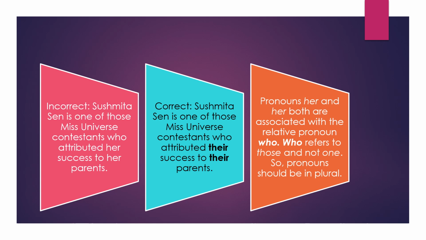Therefore, because we have this relative pronoun here, which is like, who did it? Those Miss Universe contestants. So because of this particular relative pronoun which refers to those, therefore we'll be using a plural word with them, a plural pronoun replacing them. Therefore the correct sentence will be Sushmita Sen is one of those Miss Universe contestants who attributed their success to their parents. Not referring to Sushmita Sen but referring to those contestants.